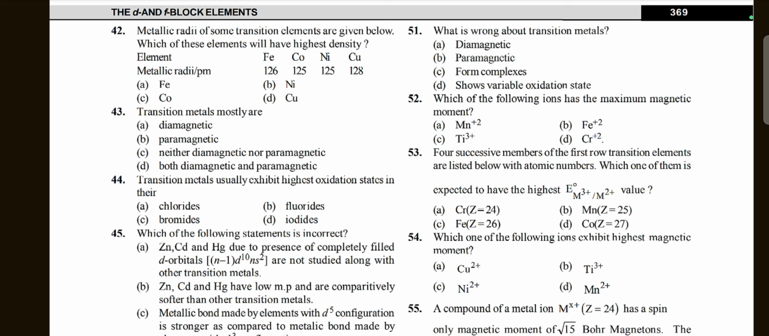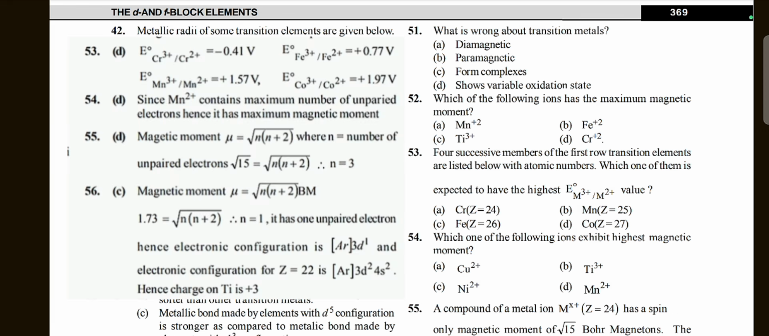Four successive members of the first row transition elements are listed below with atomic numbers. Which one of them is expected to have the highest E0 M3+/M2+ value? So we have seen this before. Mn2+ has the maximum number of unpaired electrons. E0 Cr3+ to Cr2+ is minus 0.41. For Mn it is plus 1.57, for Fe it is 0.77 volt, and for cobalt it is plus 1.97 volt. So the highest is for cobalt. So option D will be the answer.